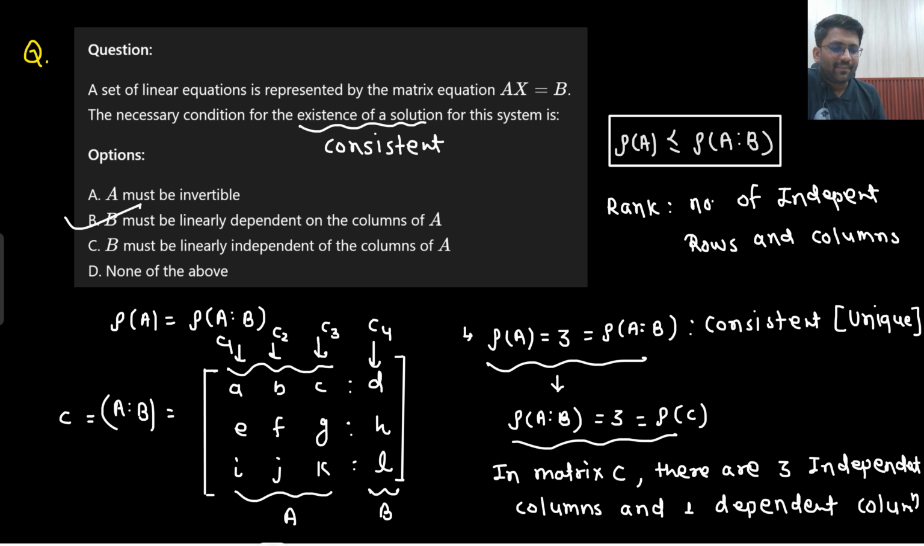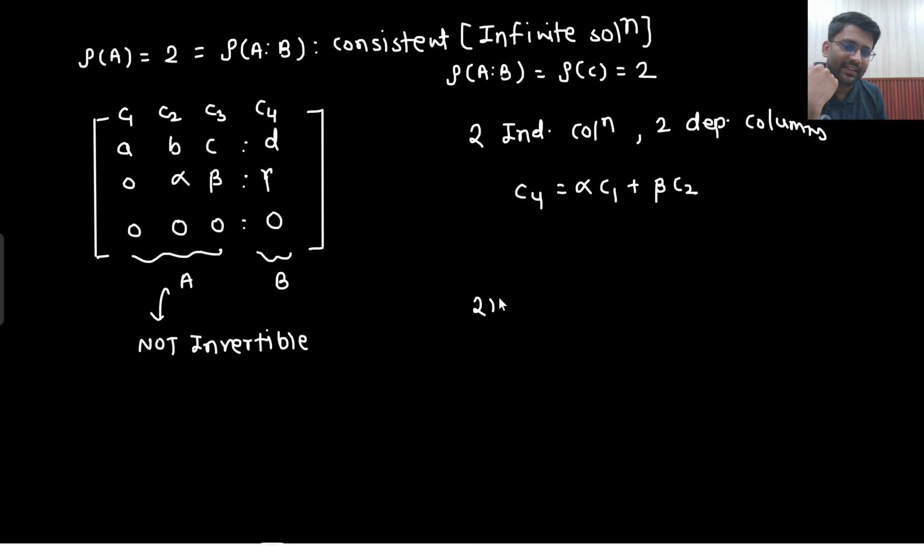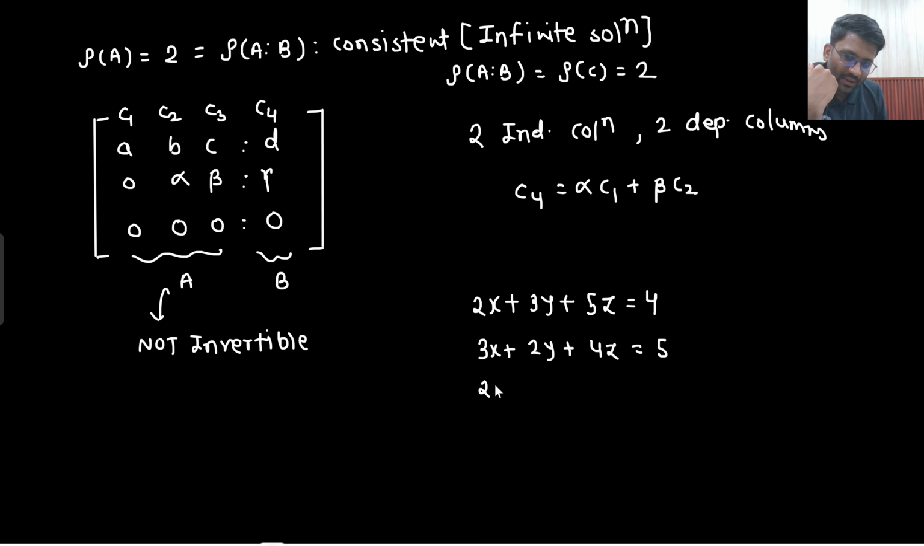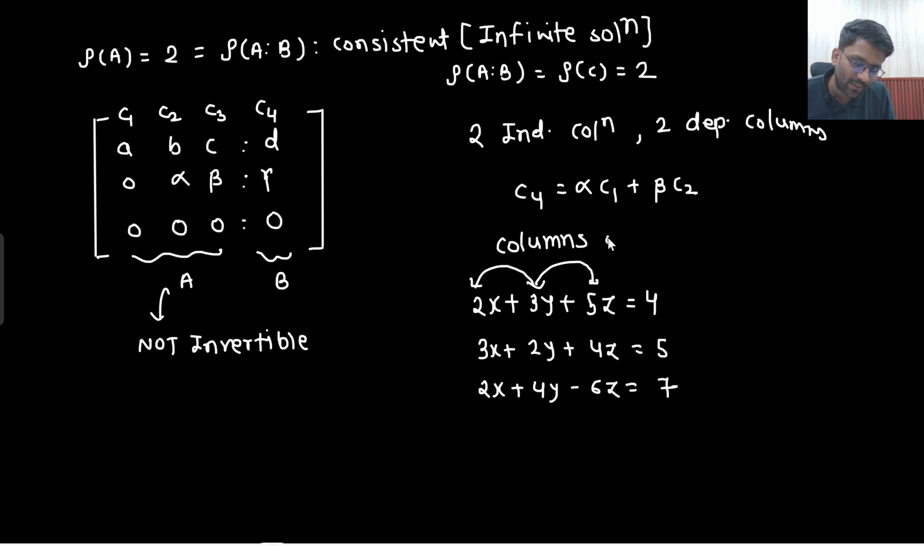And one thing I can pretty easily write down. Let's just say these are the equations: 2x plus 3y plus 5z equals 4, 3x plus 2y plus 4z equals 5, and 2x plus 4y minus 6z equals 7. Isn't it pretty obvious what this will be? These guys will be the columns of A, right? 2, 3, 5, 3, 2, 4, 2, 4, minus 6. They will be the columns of A.